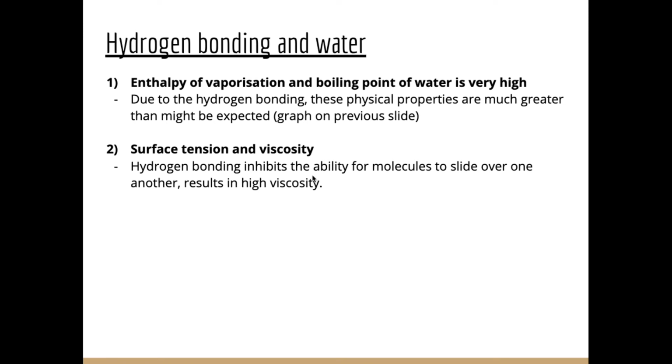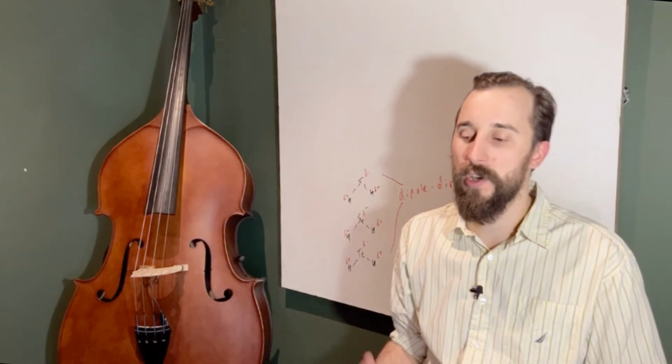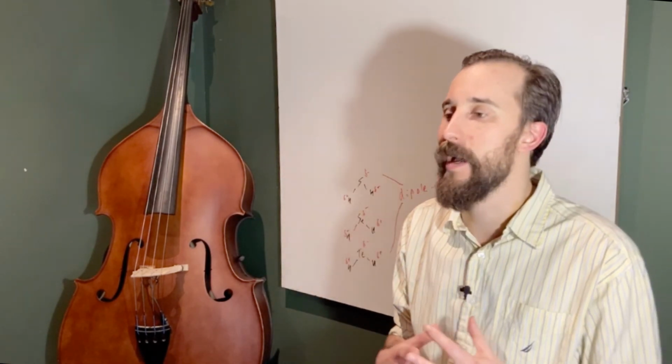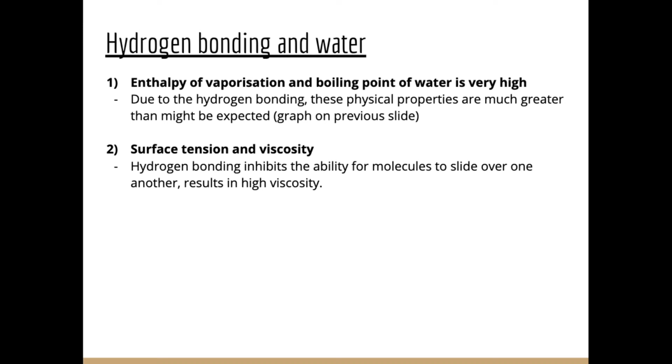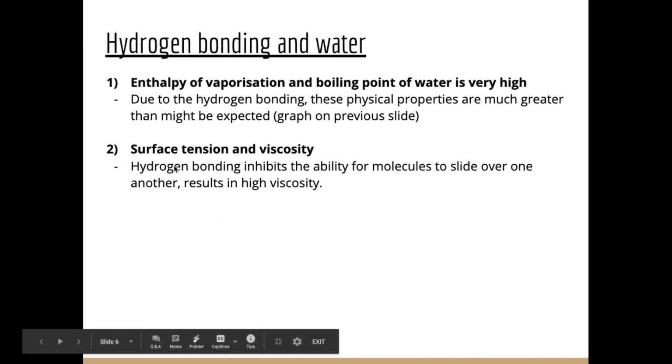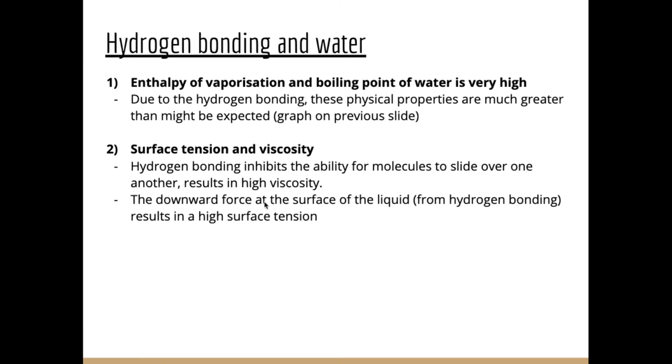The hydrogen bonding inhibits the ability of the molecules to slide over one another, so we have a high viscosity. Viscosity is a description of how thick a substance is, I suppose. Something like honey has a very high viscosity. So because the molecules are unable to slide over each other, because of hydrogen bonding holding them very tightly, we get a high viscosity. And this downward force at the surface of the liquid, again from the hydrogen bonding, results in a high surface tension.